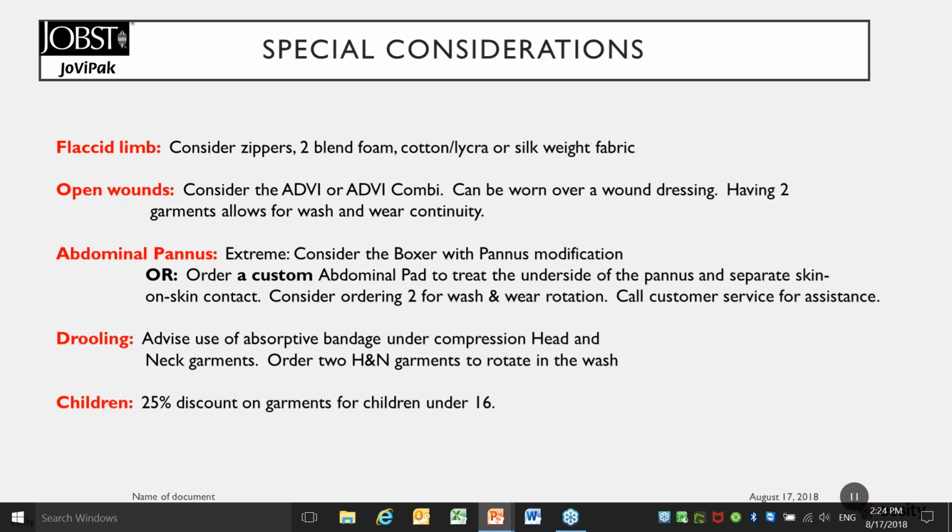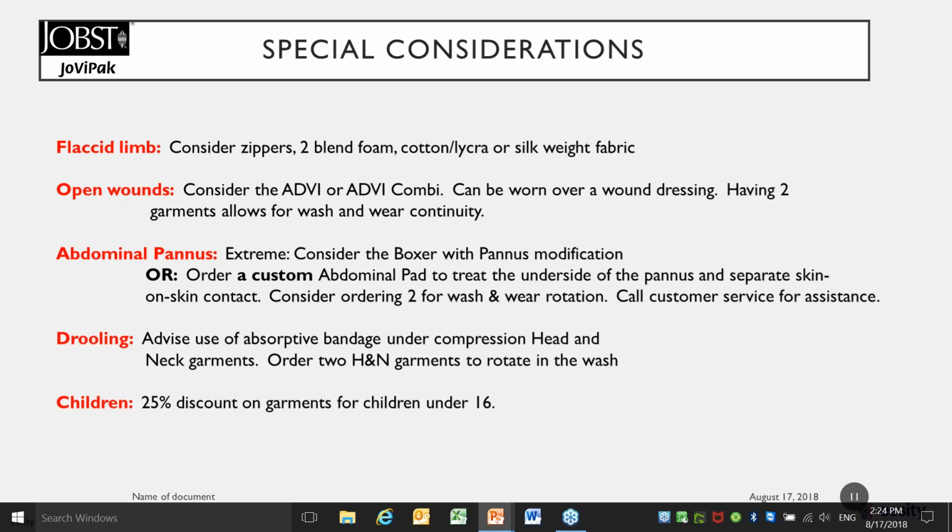If you have a patient with an abdominal panus, if it is extreme, consider the boxer with the panus modification, and we will discuss this in length as we proceed with this presentation. You can also order a custom abdominal pad to treat the underside of a panus and to separate that skin-on-skin contact. But always think about ordering two for a wash and wear rotation. Certainly call customer service for assistance.